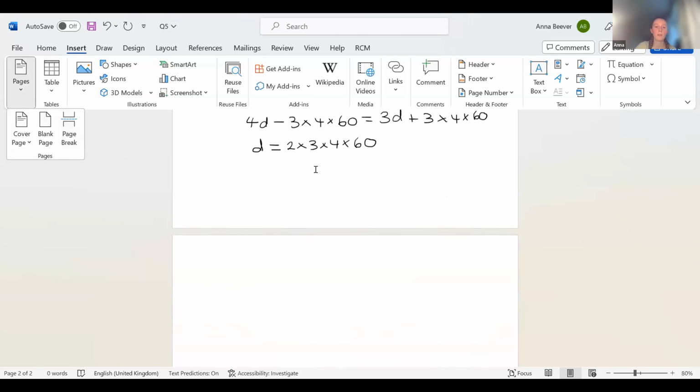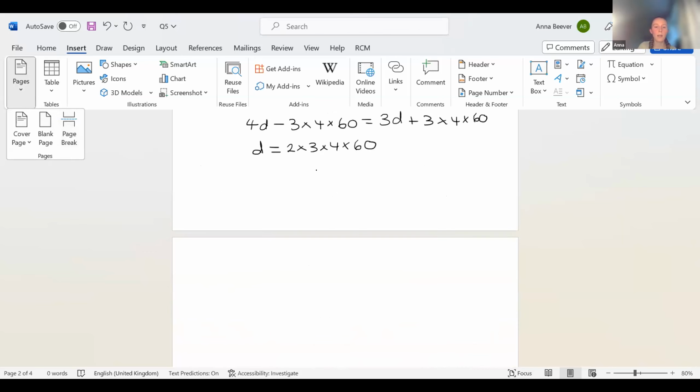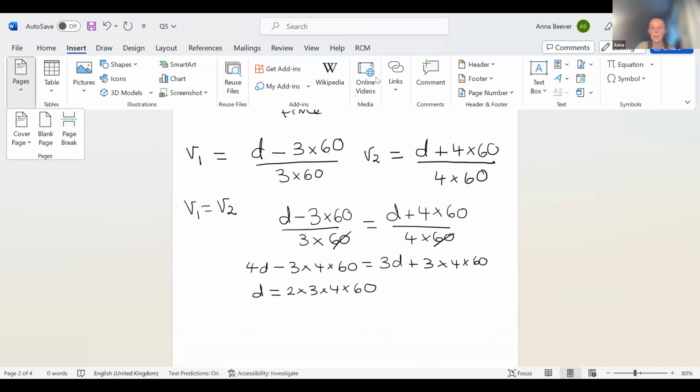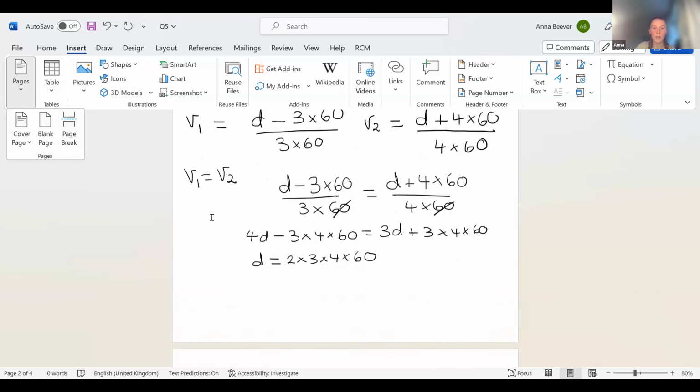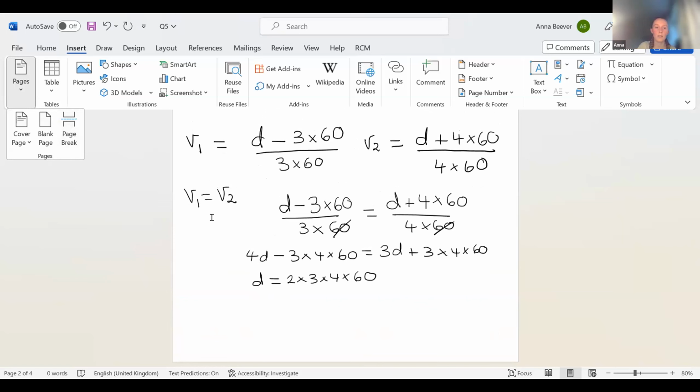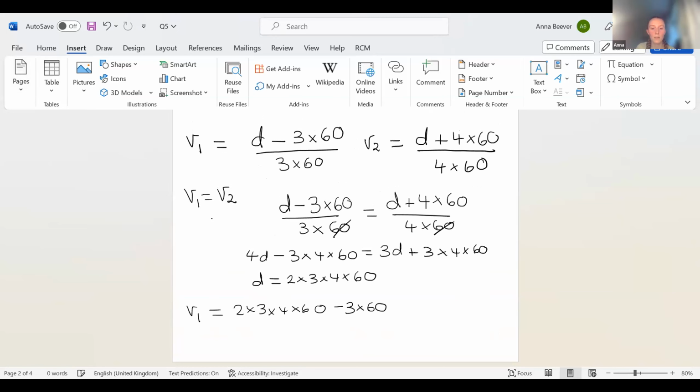Yay, okay. So now we have d, and we had an equation for v1 and v2, but we said they were the same, and we've been asked for the average speed of the trams, so we can just choose either of these to substitute in d. So let's choose v1. So that's equal to 2 times 3 times 4 times 60 minus 3 times 60 over 3 times 60. So then if we cancel 3 and 60 and 3 and 60 and 3 and 60, we end up with 2 times 4 minus 1, which is equal to 7 meters per second.